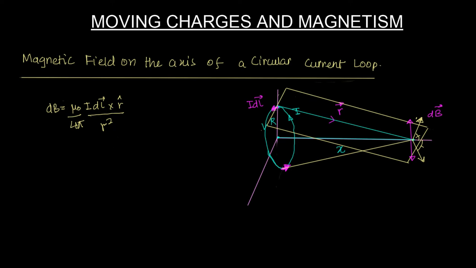Now let's try to find out the angle between DL and R. This is slanting down, but this is still at 90 degrees. Do we see that? This is a loop.